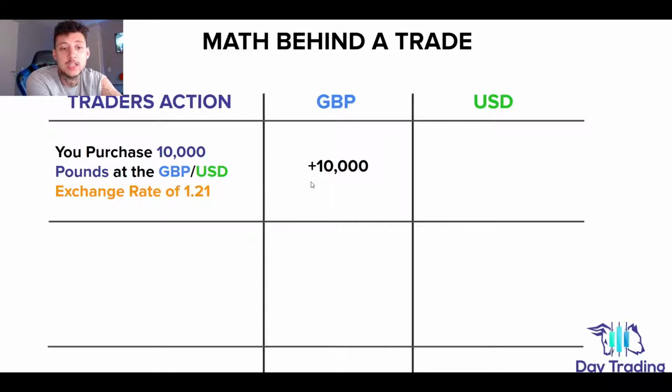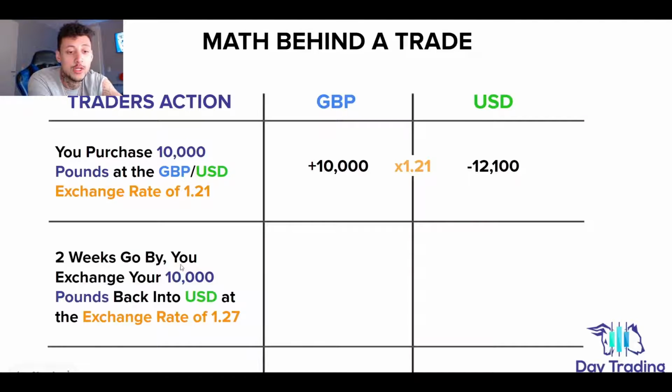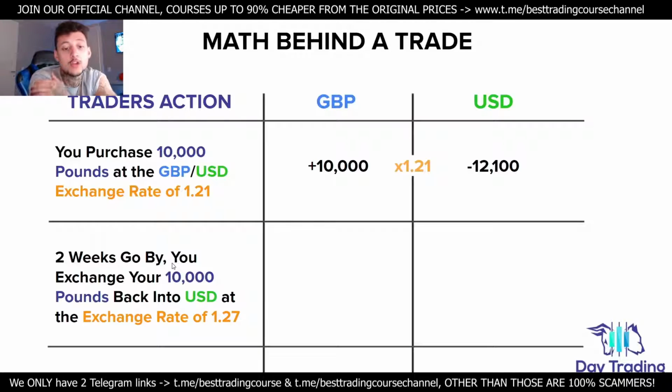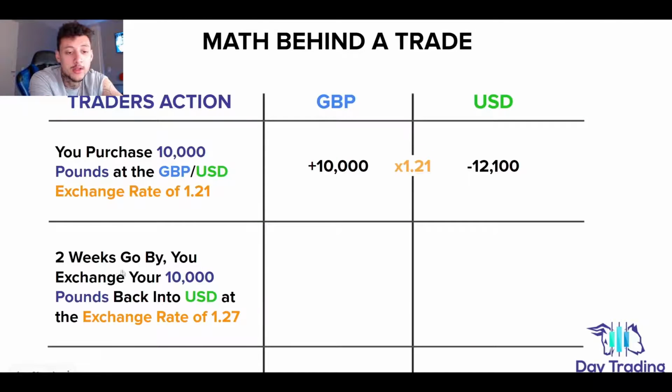Now let's say you buy 10,000 pounds of GBP USD at the exchange rate of 1.21. You buy 10,000 pounds and multiply that by the current exchange rate of 1.21, and that trade is going to cost you 12,100 US dollars. Now, let's say 2 weeks go by, because remember, we're looking to buy because your trading hypothesis told you that the exchange rate is going to increase in price.